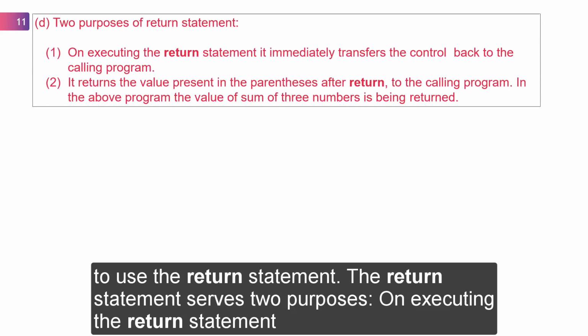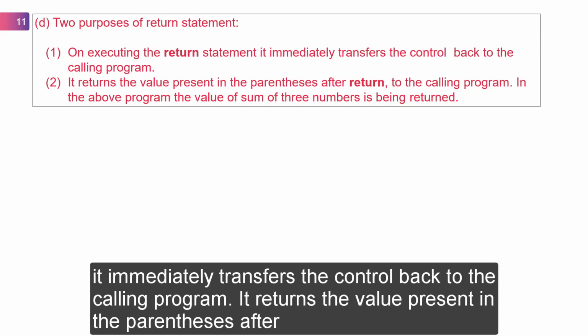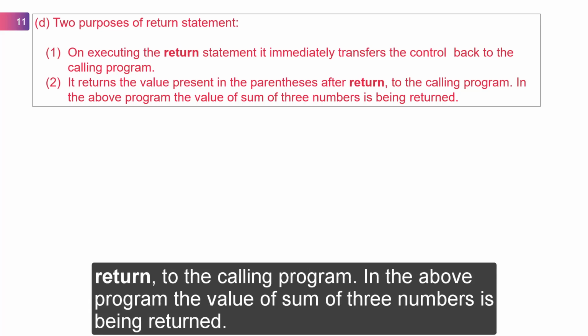The return statement serves two purposes. On executing the return statement, it immediately transfers the control back to the calling program. It returns the value present in the parentheses after return to the calling program. In the above program, the value of the sum of three numbers is being returned.